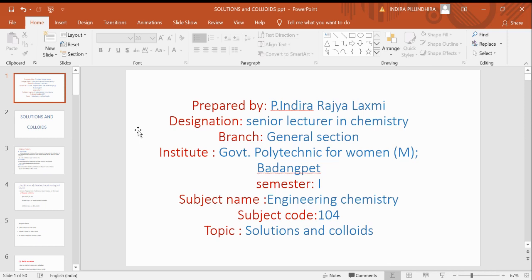The revision is like this. First slide is about my information. My name is P. Indira Radilakshmi, designation Senior Lecturer in Chemistry, General Section Branch, and I'm working as a senior faculty in the GPW Badanpet. This chapter is in the first semester of Engineering Chemistry, whose code is 104. The topic is solutions and colloids.